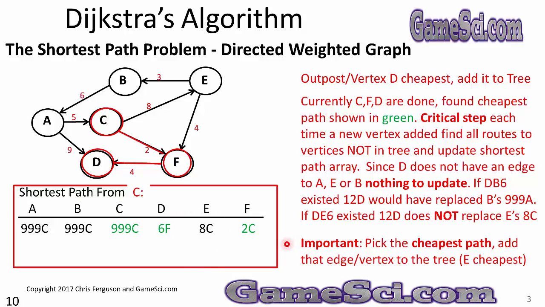Important, pick the cheapest path, add that edge/vertex to the tree. At this point, the cheapest path we have that's not already in the tree is E for the cost of 8.